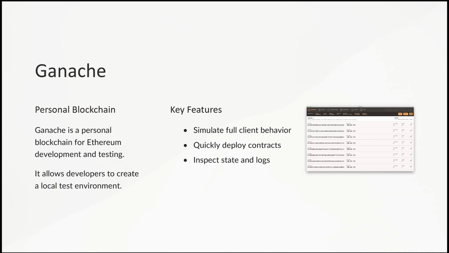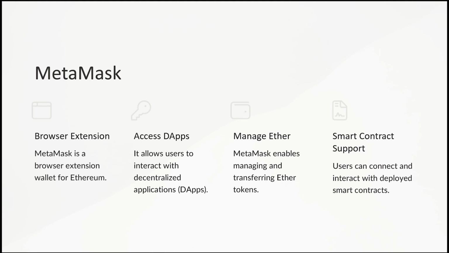Ganache allows you to simulate a blockchain environment locally, like a personal blockchain for development and testing. Its key features are: simulate full client behavior, quickly deploy contracts, and inspect state and logs. MetaMask is a browser extension wallet for Ethereum. It allows users to interact with dApps and enables managing and transferring of Ethereum tokens. Users can also connect and interact with deployed smart contracts.